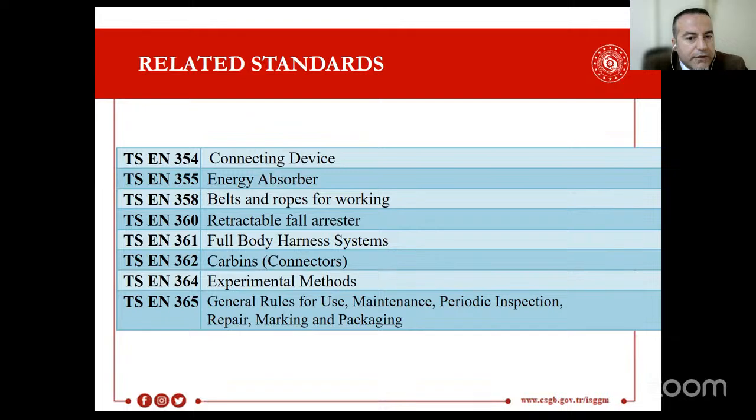The related standards are these: TS EN 354 connecting device lanyard, TS EN 355 energy absorbers, 358 belts and ropes for work positioning, 360 retractable fall arrestor, and 361 full body harness systems. Mostly we see this standard in the sector. Also 362 carabines, 364 test methods, and 365 general information for use, maintenance, and periodic inspection.